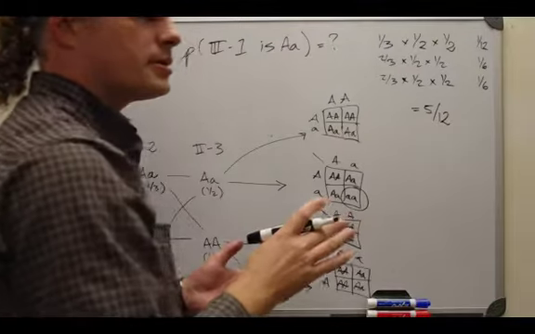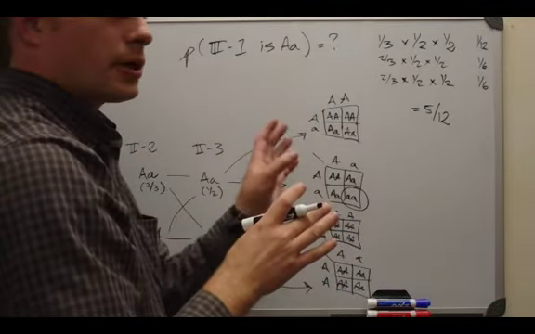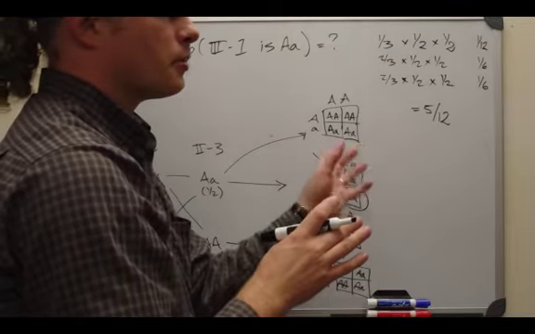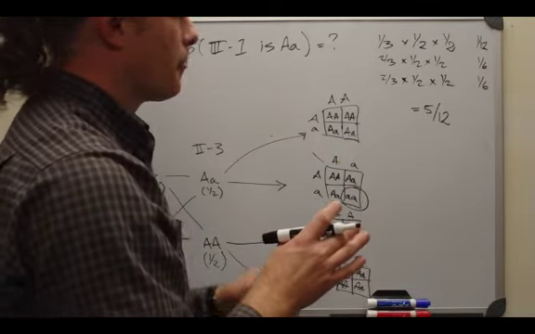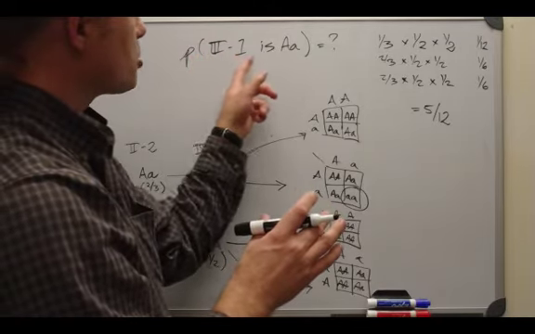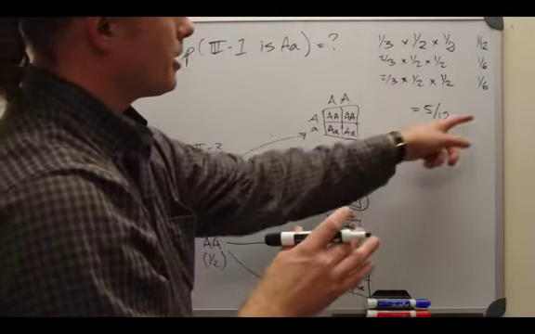Just one piece of advice. You might be tempted to work in decimals. It's much, much better to work in fractions because then you won't have any rounding errors that add up. So the question is, what's the probability that 3-1 is heterozygous? And our final answer is 5/12.